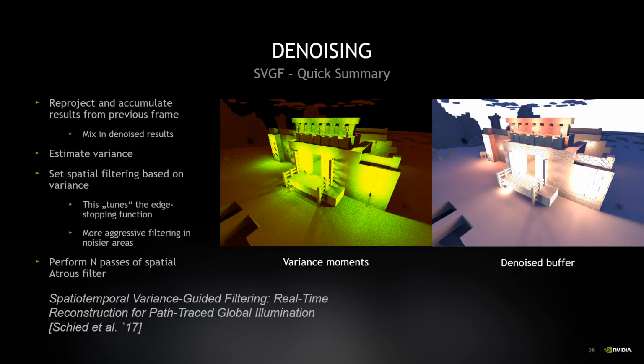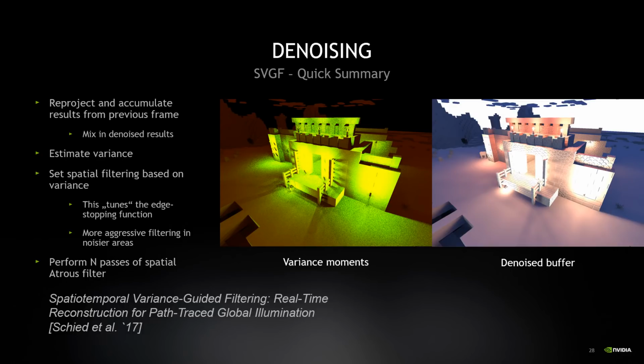More details can be found in the original paper called Spatiotemporal Variance Guided Filtering. And if I simplify, the SVGF denoiser has 2 parts, a temporal filter and a spatial filter. Temporal filter reprojects results from previous frame to accumulate it over time, but it also mixes in denoised results from the previous frame. This can be made optional, so we can either accumulate raw output of path tracer directly, or slightly denoise results from previous frame, for example from the first iteration of the spatial filter. Or we can combine those 2 approaches in some ratio.